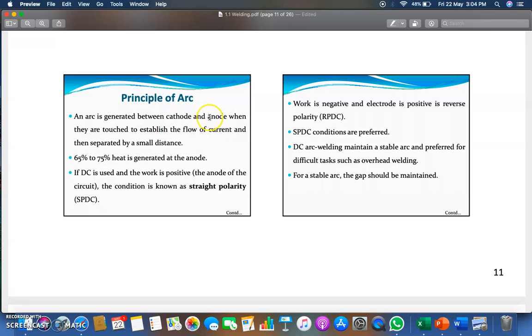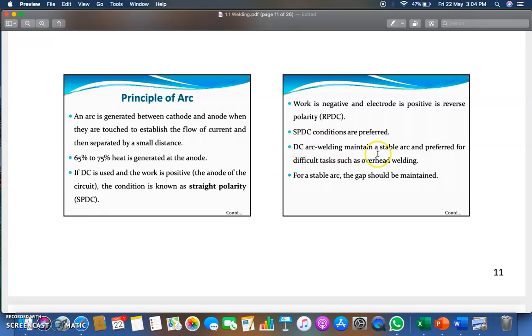Now let's see the principle of the arc. An arc is generated between cathode and anode, as you can see in the picture of the basic circuit, when they touch to establish the flow of current and are then separated by a small distance. 65 to 75% of the heat is generated at the anode. If DC is used and the work is positive, the anode of the circuit, the condition is known as straight polarity. While if work is negative and the electrode is positive, this is reverse polarity. SPDC, straight polarity DC, is preferred for electric arc welding.